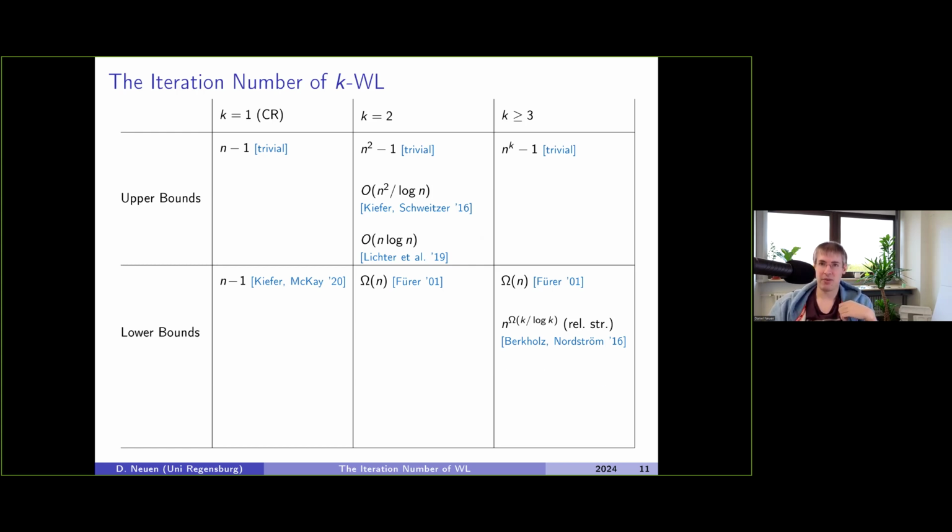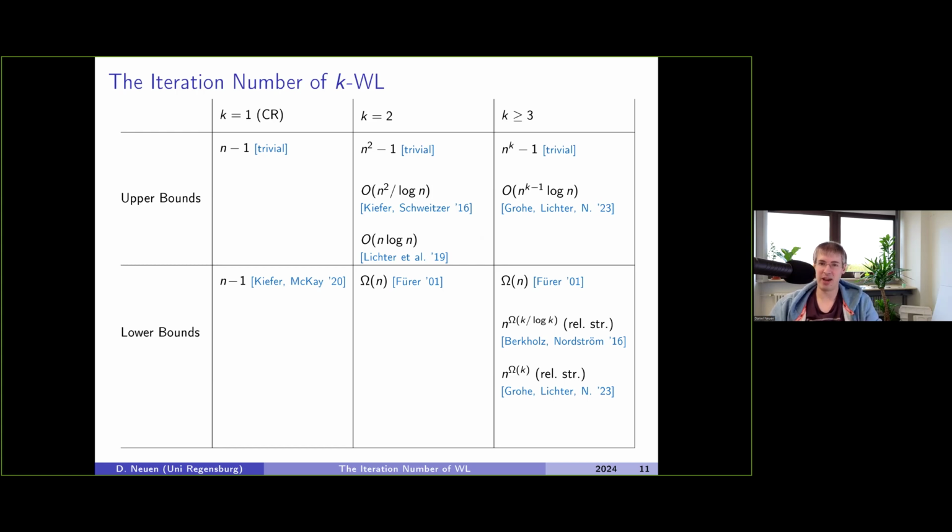Then a subset of the authors got together with Martin Grohe and Moritz Lichter, LICS 2023. We managed to improve this lower bound a little bit, shaving off the log k factor, but we still have the caveat of relational structures that are k-ary and quite big. In the same work, we also improved the upper bound a bit. We generalized this n log n from Lichter et al. from 2019 to shave off one n factor also for bigger k, so we get n to the k minus 1 log n.